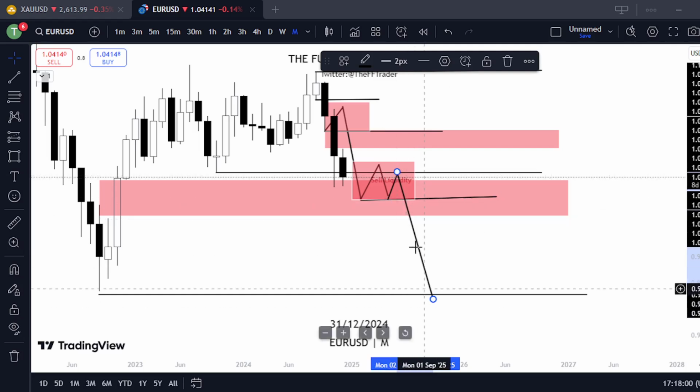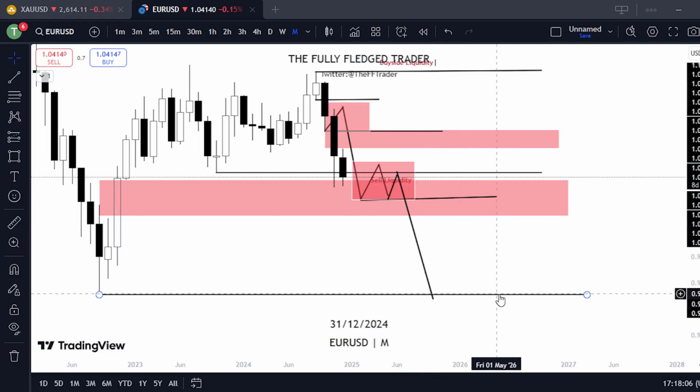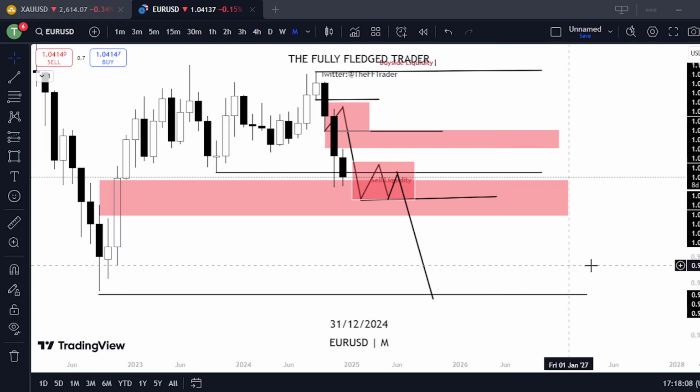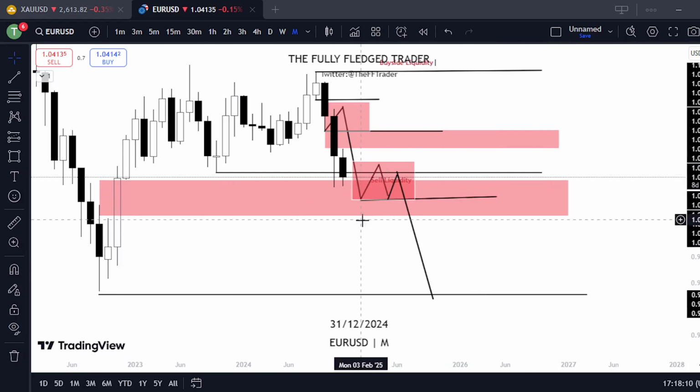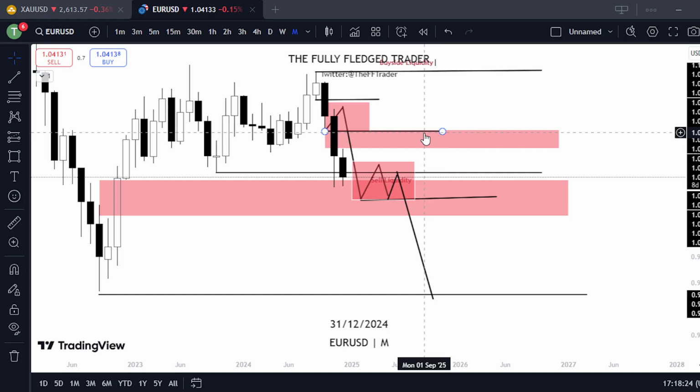And this move here is going to be an explosive move, a fast move based on my experience. So I should be expecting price to range more and probably give me some sort of price action that will look similar to what I have here. So let's switch to the weekly chart and see what we have.